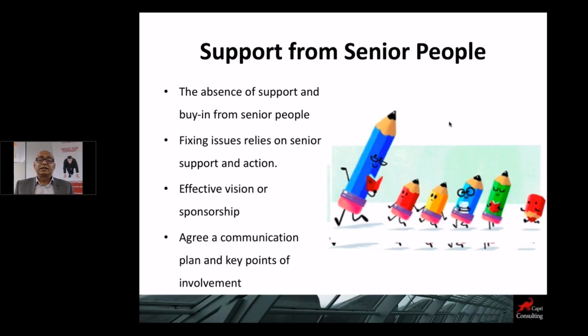And as seniors, you need to agree a communication plan and the key points of involvement. It could be a steering committee meeting, or during the reviews, or when you're doing a big show and tell across the whole project team. The key involvement is very important, and they should be able to answer those questions and fix those issues for you.